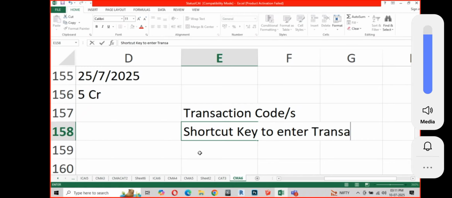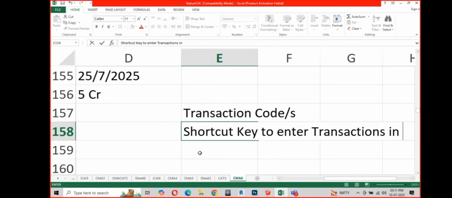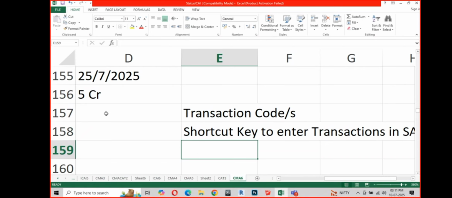A shortcut key to enter transactions in SAP is called a transaction code.